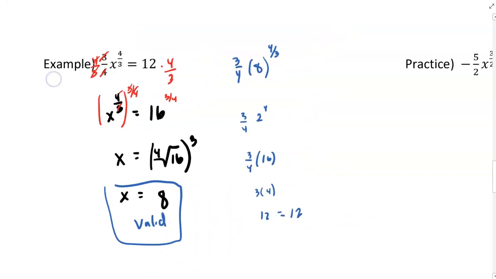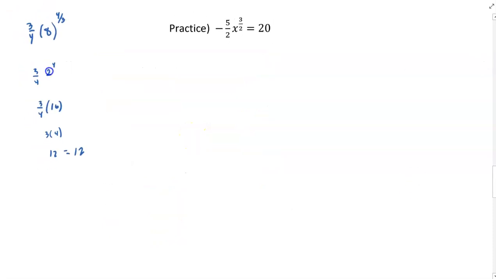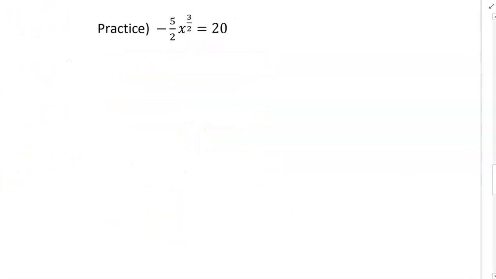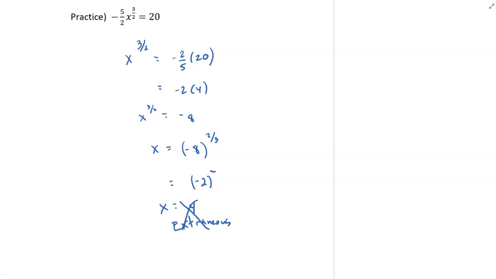All right. Here's a practice problem. Please go ahead, pause the video, and try this one. All right, here is the practice problem. We have, after multiplying both sides by -2/5, the reciprocal, you end up with x to the power of 3/2 is equal to -8. And then we'll raise both sides to the power of 2/3 to cancel that exponent, giving us x is equal to 4.